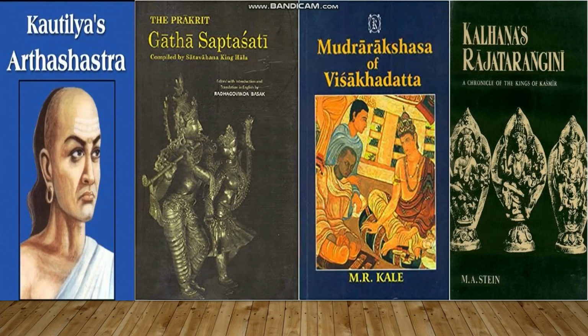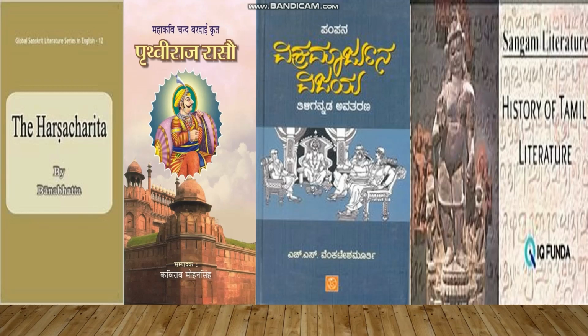Kautilya's Arthashastra. The Arthashastra was written by Kautilya. King Hala has written Gatha Saptashati. Next, Vishakadatta has written Mudrarakshasa. And the fourth one here in the picture, you can see Kalhana's Rajatarangini. Next, Banabhatta has written Harshacharita.